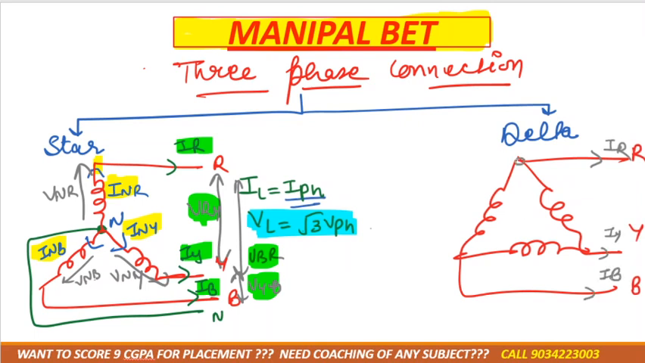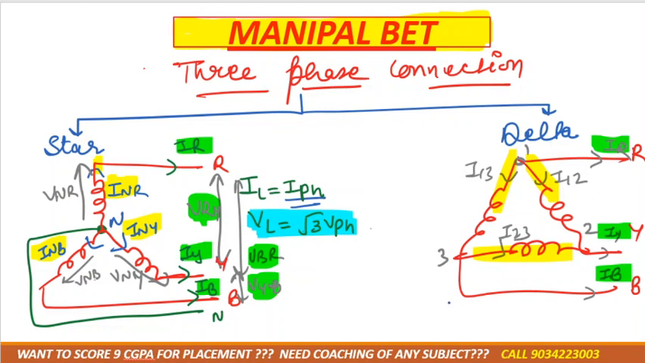Similarly, if we connect in delta, we'll have IR, IY and IB. These are the line currents. Suppose this is 1, 2 and 3. So IR, IY and IB are the line currents. I13, I12 and I23 are the phase currents, right? Because in this, current is flowing across the winding. So what is the relationship between line current and phase current in delta? That is IL equals root 3 IPH, correct?